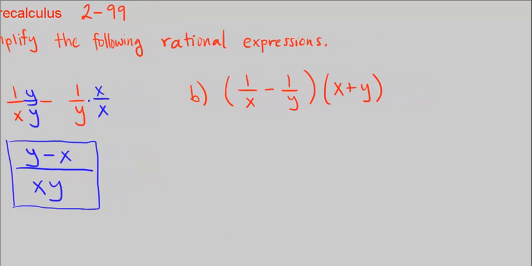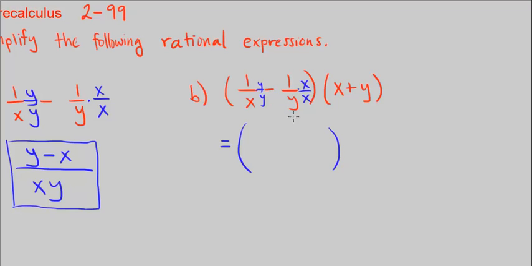So part B, we're asked to do a couple of things. We're asked to first subtract these, right? These are rational expressions, and then multiply it by this binomial here, x plus y. Okay, so let's go ahead and do this first. Remember, in order to subtract those, we need a common denominator. So that's equal to, I'm going to multiply this one by y over y, because I'm getting the y from here, and this one by x over x, right, because I'm getting the x from here.